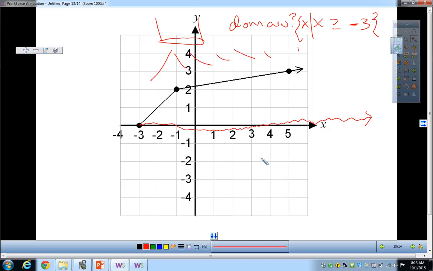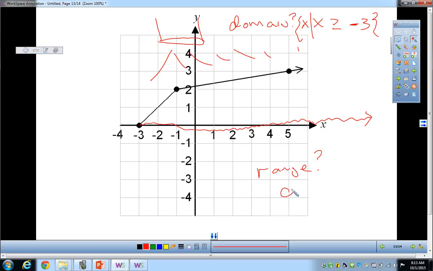What's the range? Where do the y values go from? Nick, is it from 0 to 2? Not just to 2. It'll keep going up. It looks like it goes up and up and up and up. So how would I say that? 0 to what? 0 to infinity.